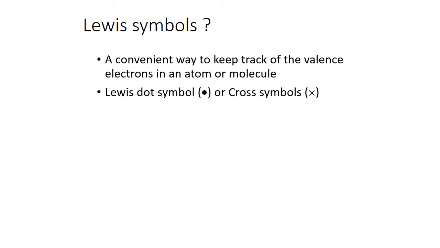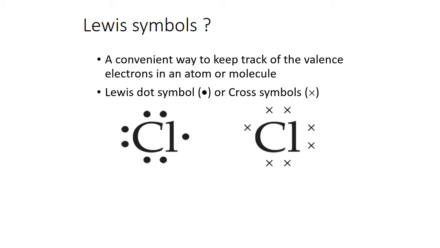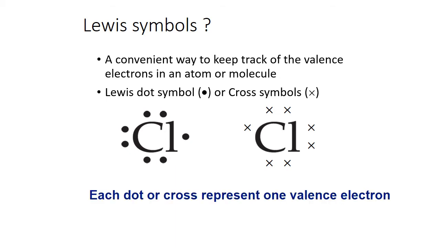In a Lewis dot symbol or cross symbol, we can represent all the valence electrons around chlorine using this kind of symbol, and using crosses we can also represent the Lewis symbol. Each dot or cross represents one valence electron.